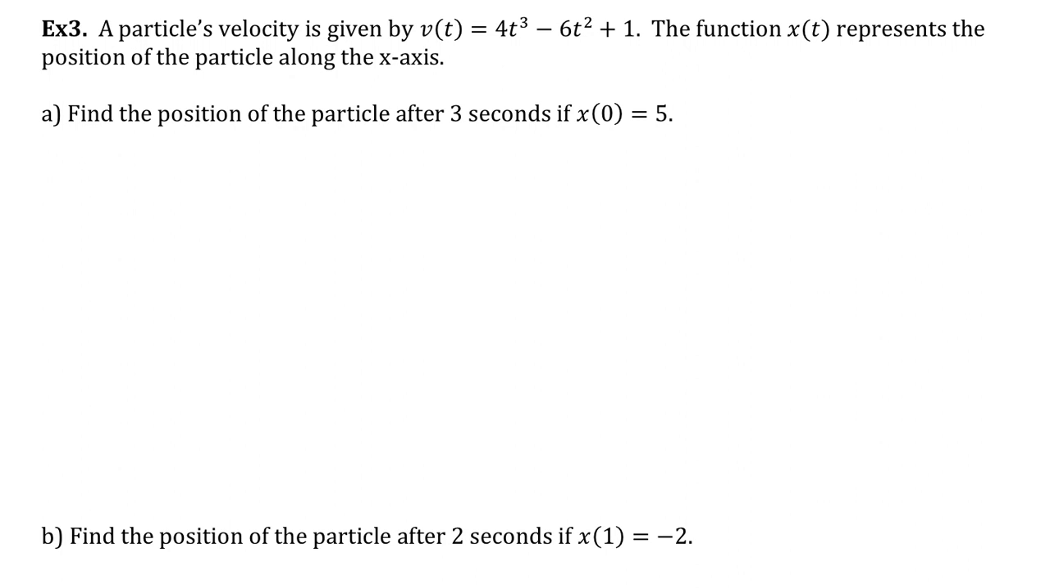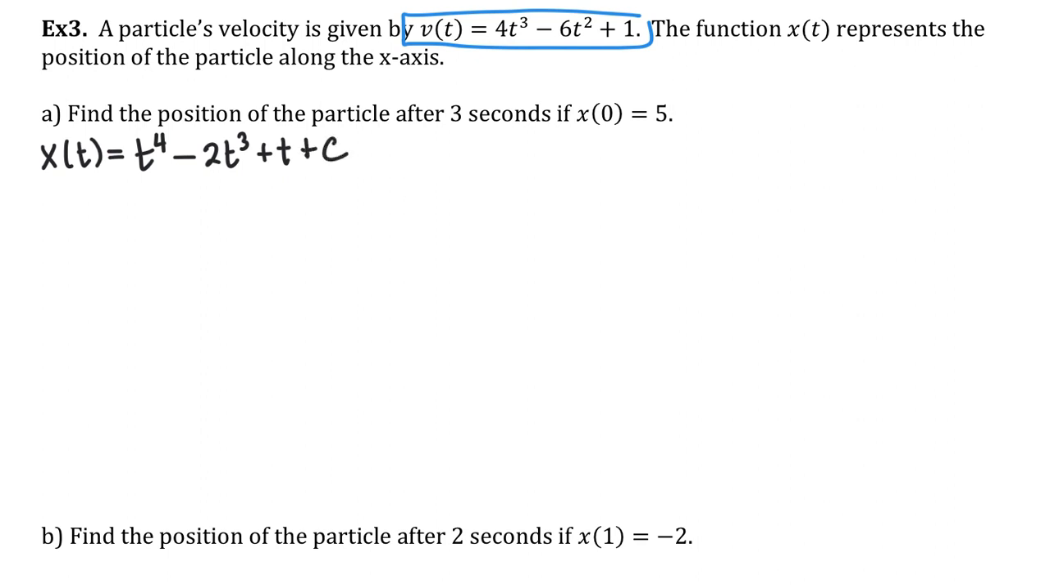Let's see. There's more than one way to do it. Since they gave us the velocity, let's start by just taking the antiderivative. See what happens. 4t to the 4th divided by 4 is t to the 4th. Minus 6t to the 3rd divided by 3. Plus t plus a constant. We do need the constant.